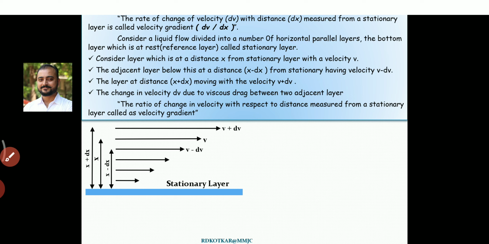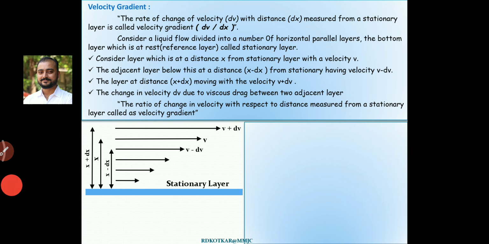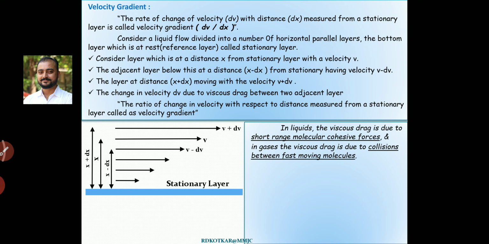In liquids, the viscous drag is due to short range molecular cohesive forces, and in gases, viscous drag is due to collisions between the fast moving molecules. Remember these two things. In case of liquid, why the viscous drag, the opposition to the flow of liquid layers? Because of the short range cohesive force. Molecular cohesive force means the force of attraction between two similar molecules of the liquid, and that's why there is viscous drag.